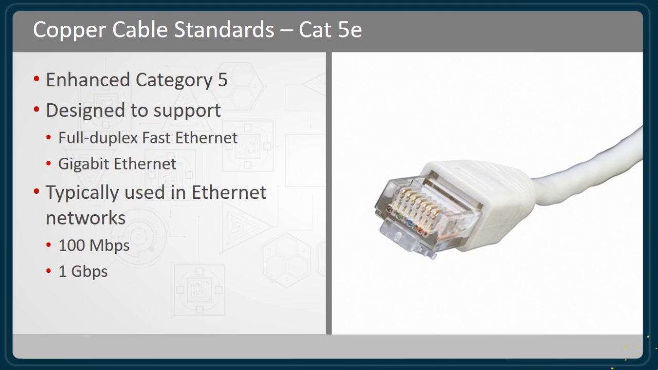Then we saw Cat 5e, which is enhanced Category 5, and this was designed to support full duplex fast Ethernet and even gigabit Ethernet, typically used in networks that could carry both 100 megabits per second or a gigabit per second. So again, now we are really seeing the performance improvements of Ethernet.